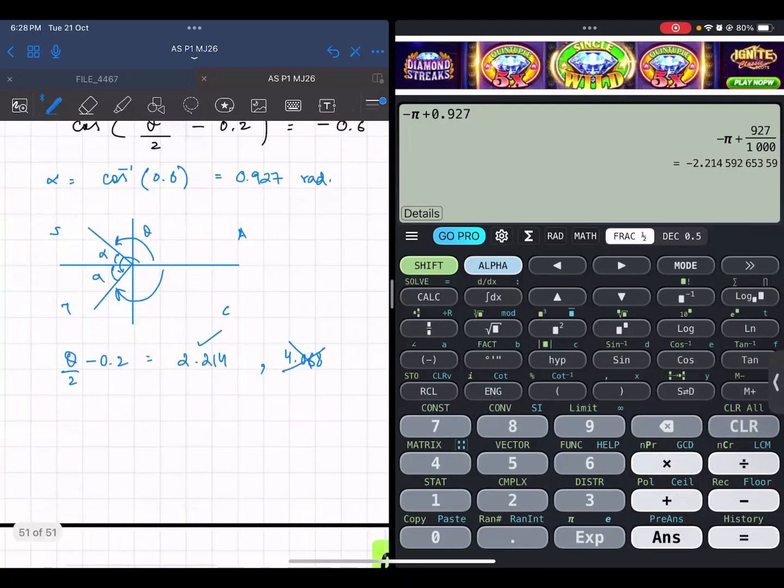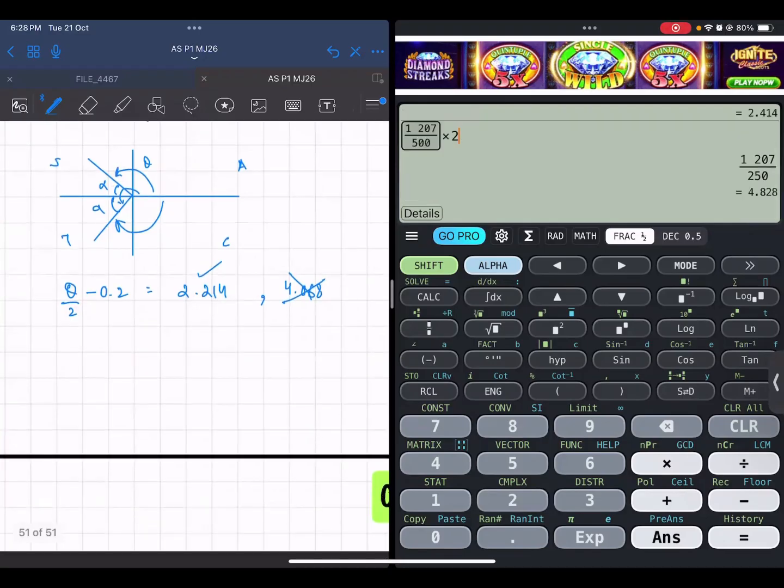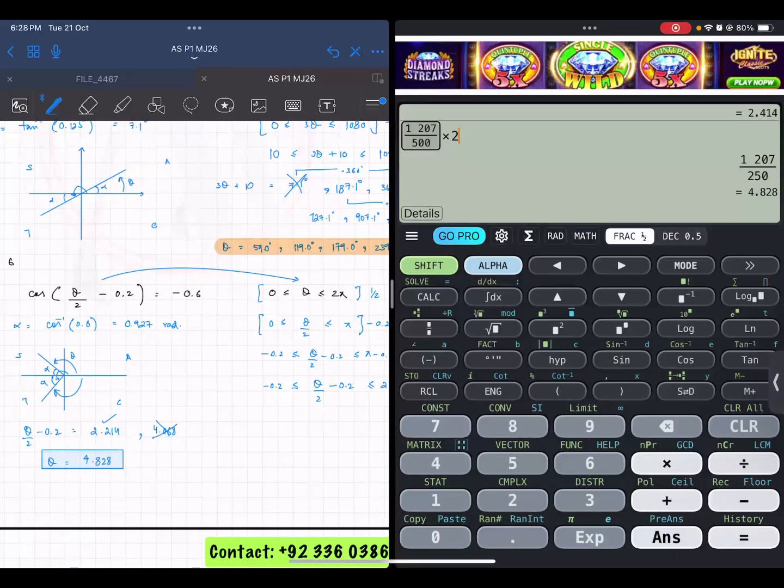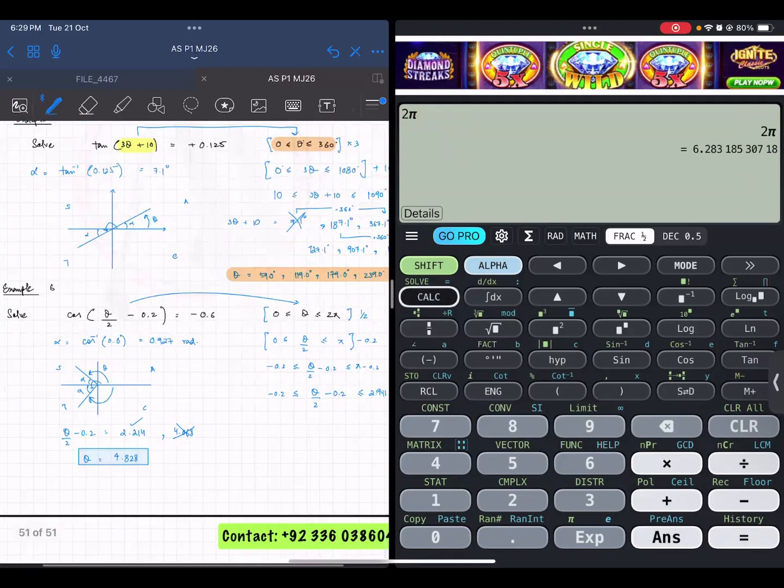And what would you do next? You would add 0.2 and then multiply by 2. So 2.214 plus 0.2 and this multiplied by 2. You will get your theta. This is 4.828. This is the answer. And you can see this is within the range. 4.828, and 2 pi is 6.28. So this is less than 2 pi and more than 0. Okay, this is the only solution.